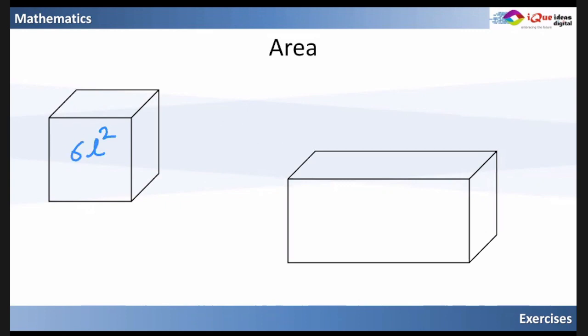Then a cuboid is an elongated cube. So if length, breadth and height are L, B, H, then the area is given by 2 times (LB plus BH plus LH). So area of top and bottom plus area of front and back plus area of the two sides. So 6 rectangles. You add up their areas, you get the total area of a cuboid. Correct? Okay.